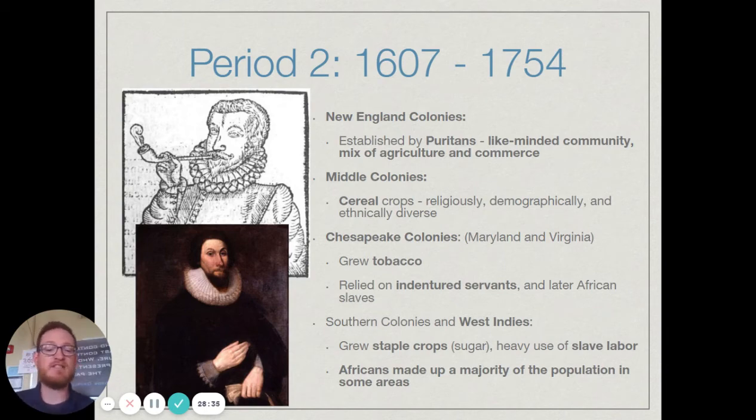Now that brings us to the southern colonies and the West Indies. These areas grew staple crops such as sugar. In areas such as South Carolina, North Carolina, and Georgia, you're also going to have rice and indigo grown. And because of this, you're going to have a heavy use of slave labor. Again, sugar primarily is in the West Indies. Both sugar and rice were very, very grueling to grow, and in the areas where these were grown, you saw a lot of disease.